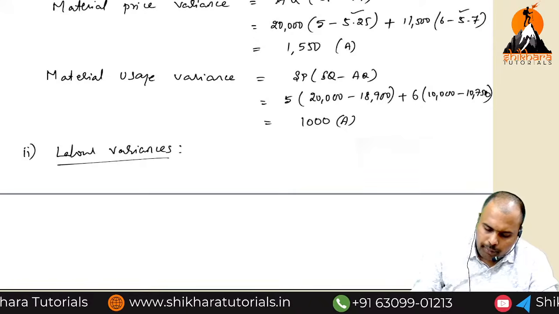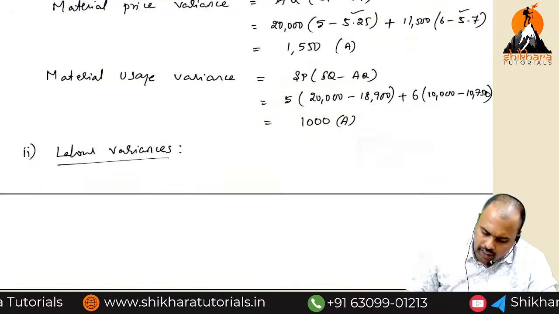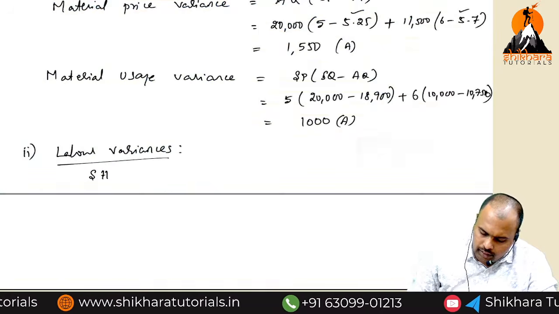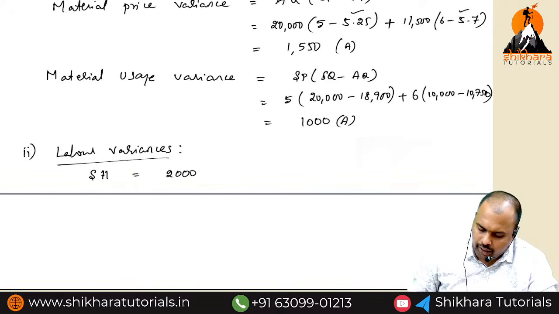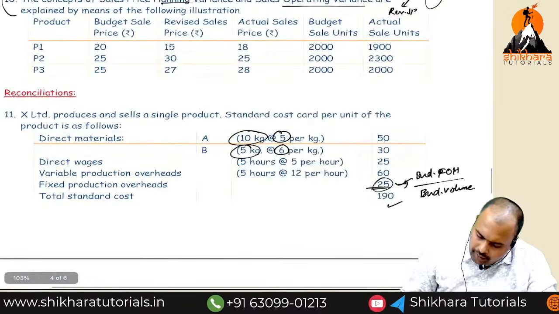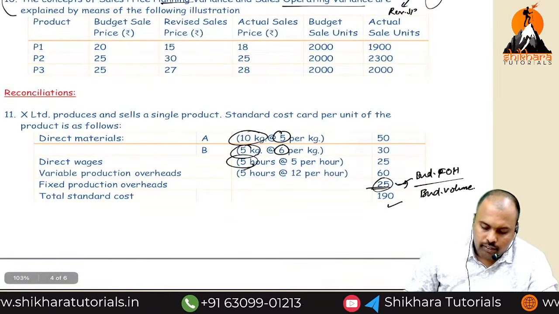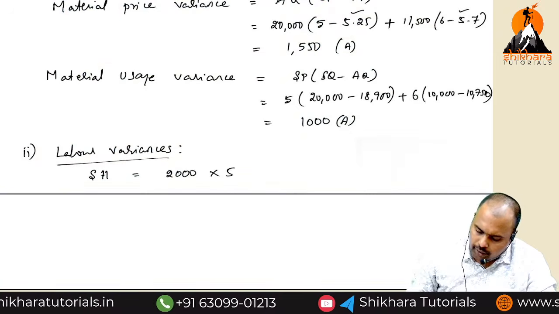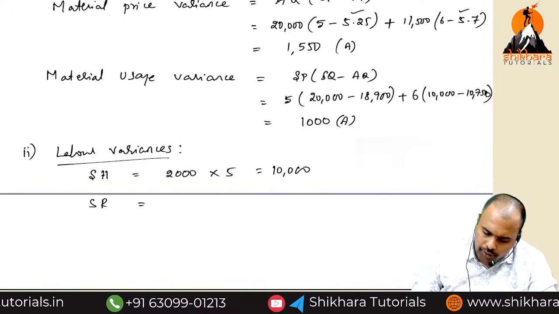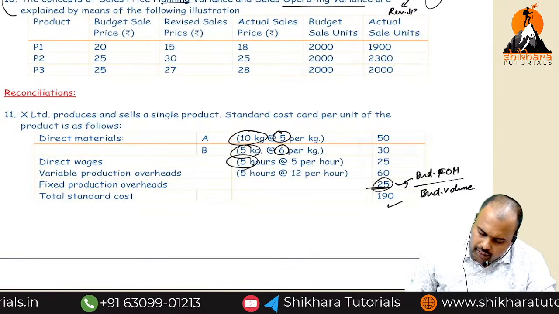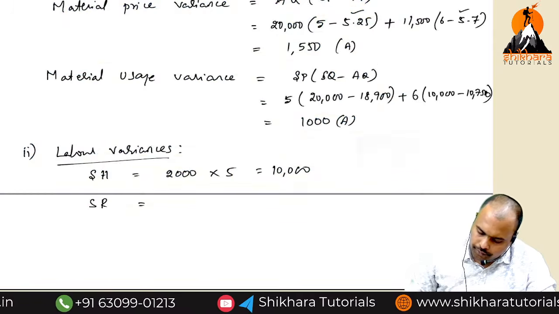Let's gather the information first. What is standard hours? Standard hours is always for actual output. Actual production is 20,000. And how many hours per unit as per standard? 5 hours. So it has to be 20,000 into 5, which is 10,000. Standard rate is equal to, as per standard, they are saying the rate is 5.